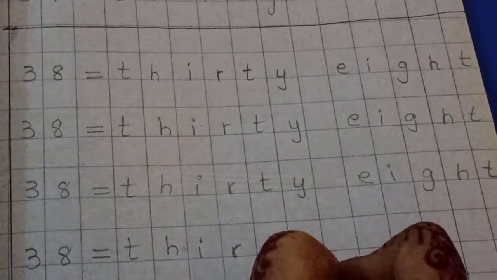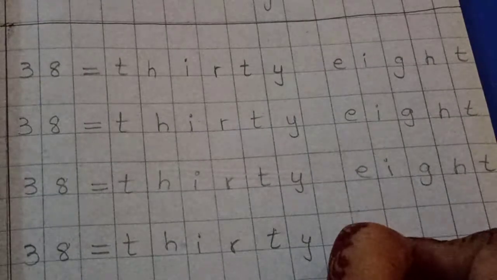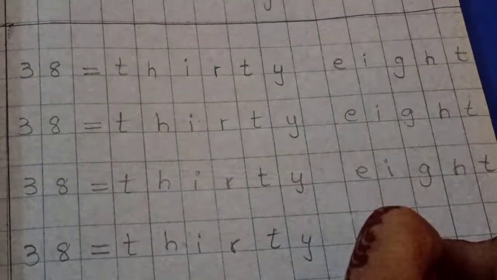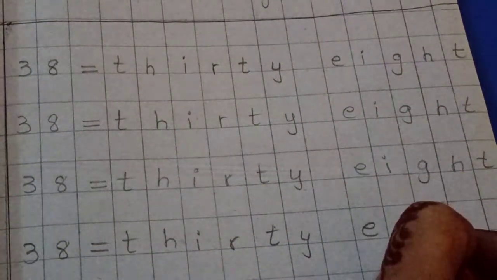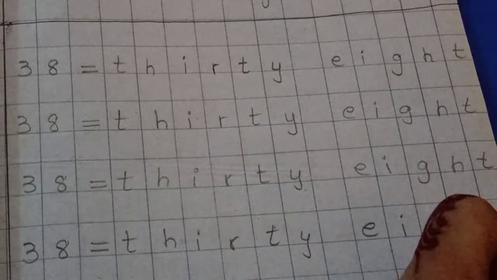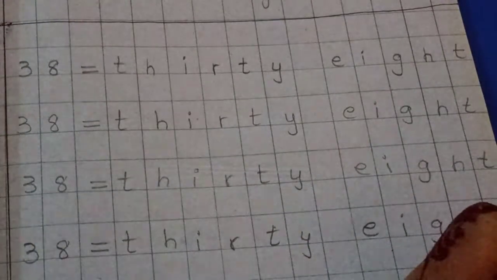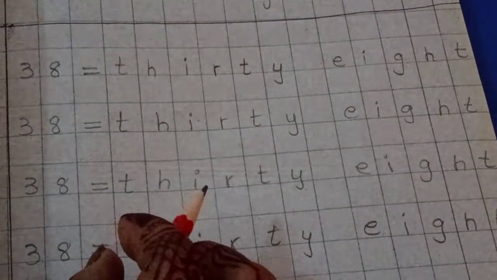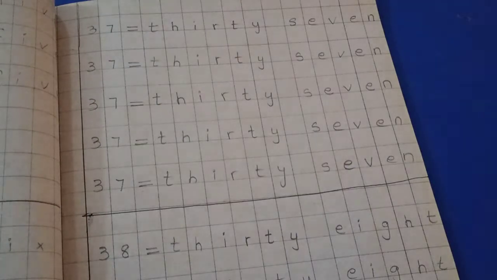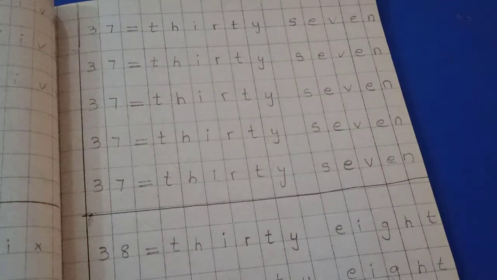THIRTY. 30. Then you will leave one box and here you will write again the spelling of eight, E-I-G-H-T, eight. 38. Children, you will complete this page at home with the guidance of your parents.